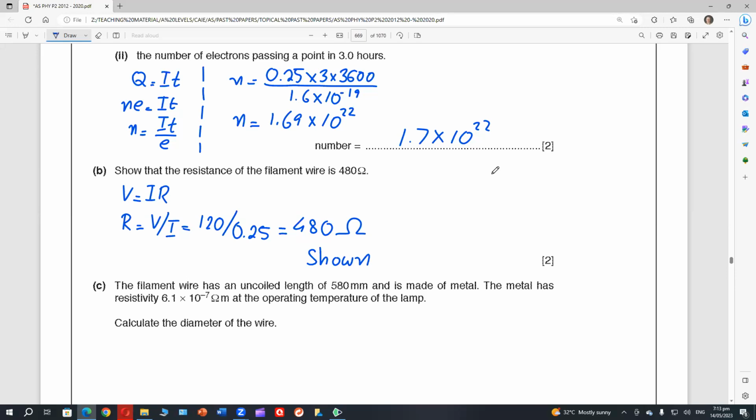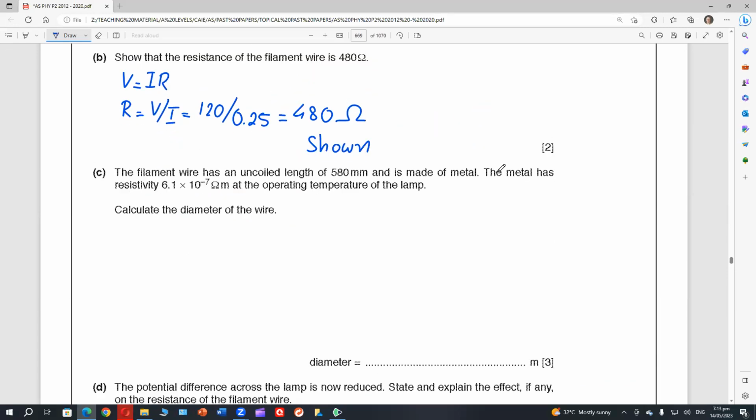The filament wire has an uncoiled length of 580 and made of metal. The metal has resistivity this.